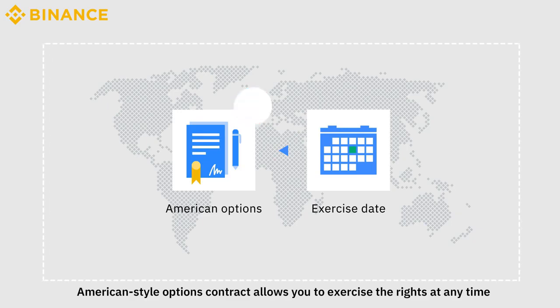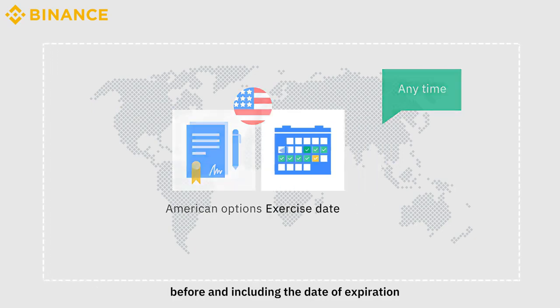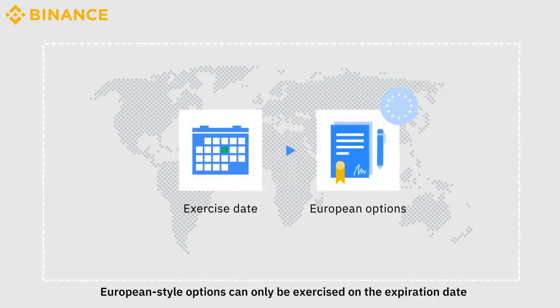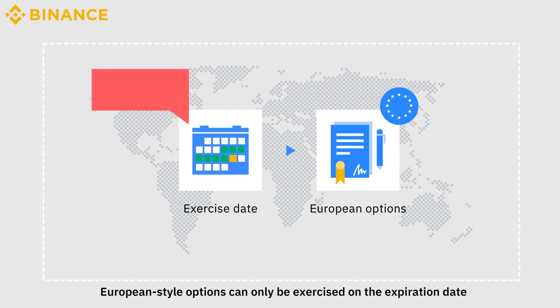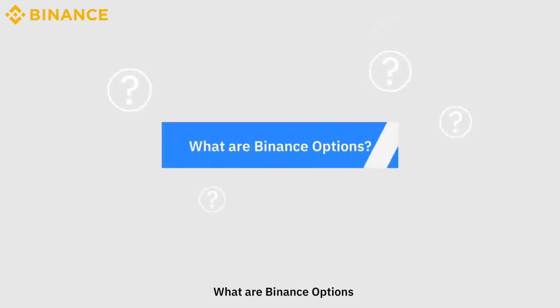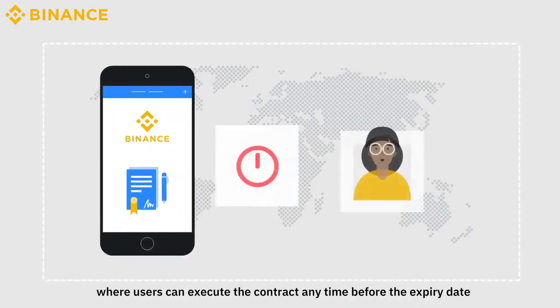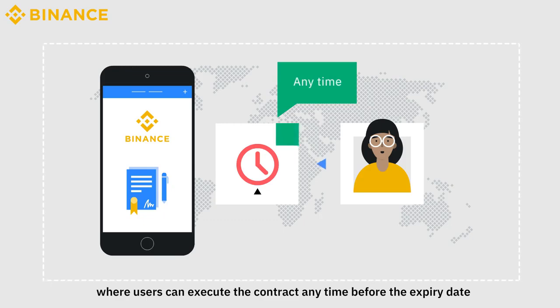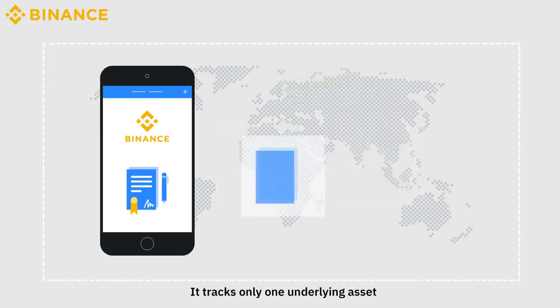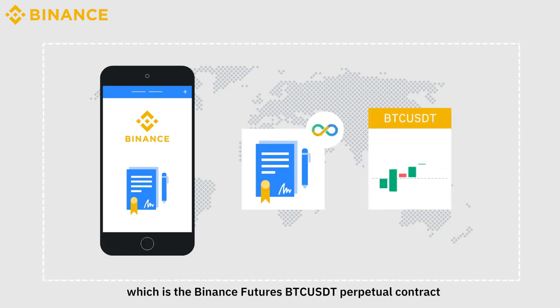American-style options contract allows you to exercise the rights at any time before and including the date of expiration. On the other hand, European-style options can only be exercised on the expiration date. What are Binance options? Binance options are an American-style option where users can execute the contract any time before the expiry date. It tracks only one underlying asset, which is the Binance Futures BTC USDT perpetual contract.